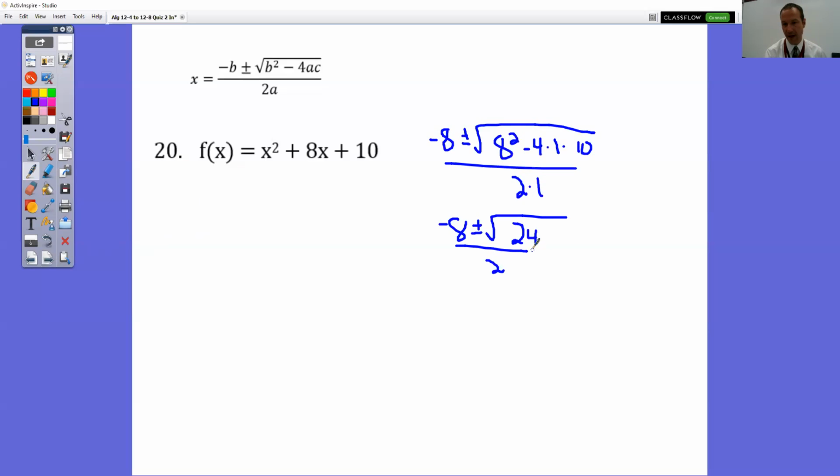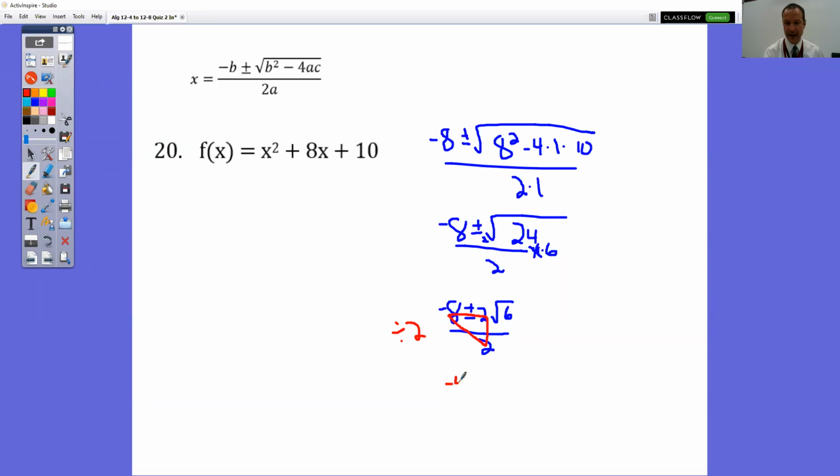24 can be simplified. 24 is really 4 times 6. Cross off the 4, bring out the 2. So this is really -8 plus or minus 2 radical 6 over 2. Be careful. This is triangle reducing right here. 2 goes into -8, 2, and 2. So we can divide each of those by 2 and triangle reduce it.